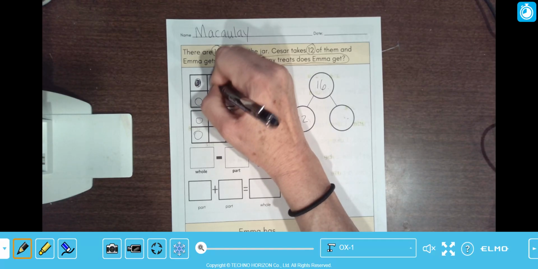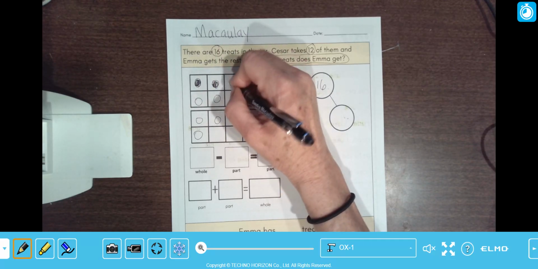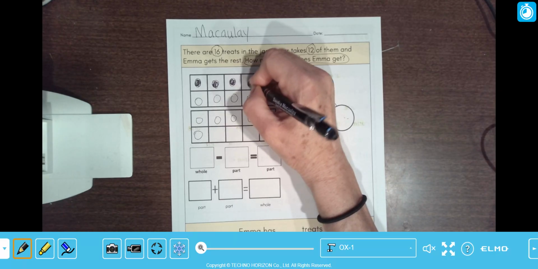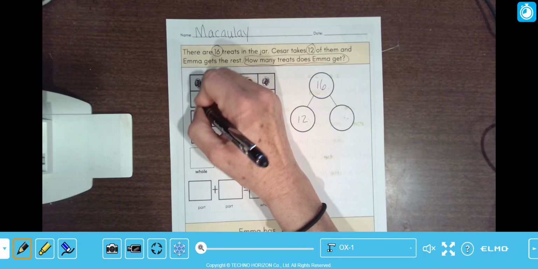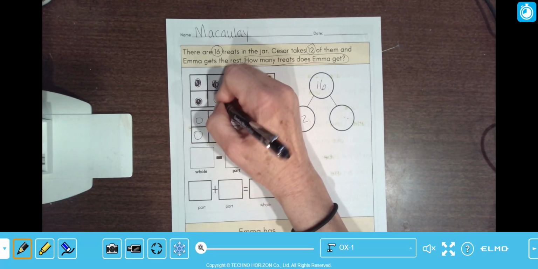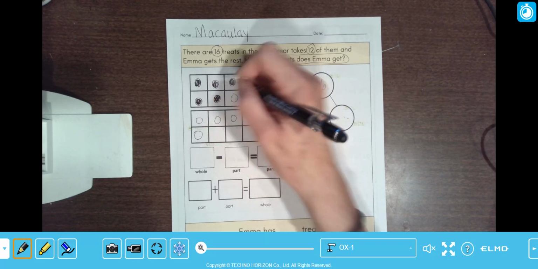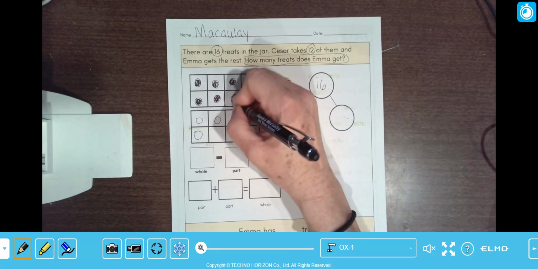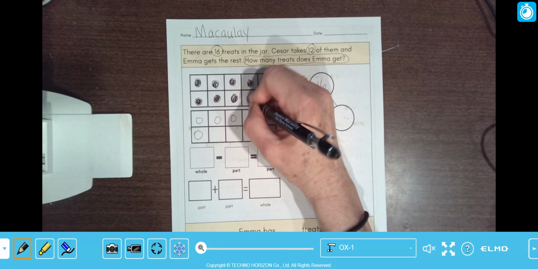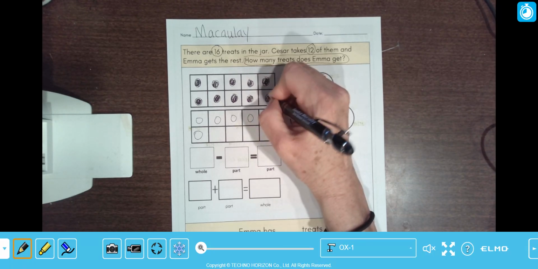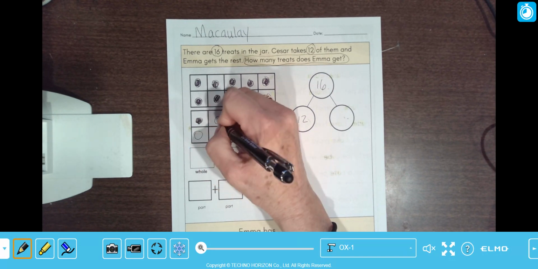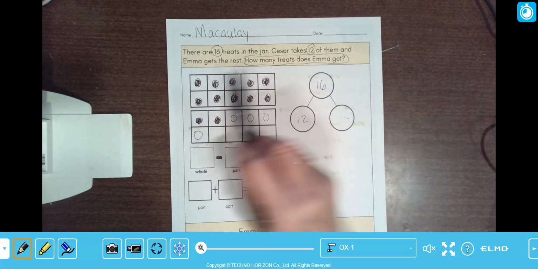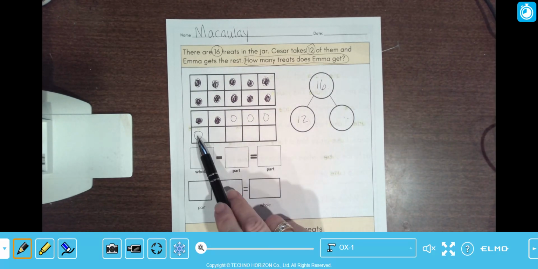1, 2, 3, 4, 5, 6, 7, 8, 9, 10, 11, 12. Okay, so it says the rest are Emma's. So this is the part that's Emma's.